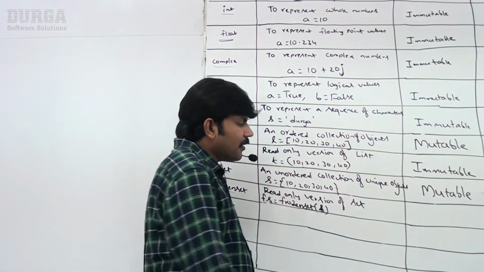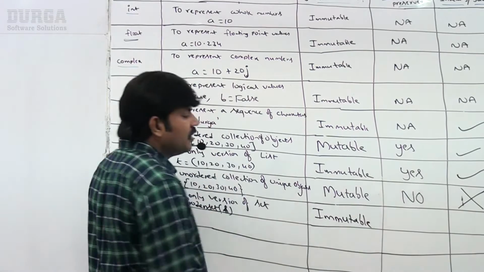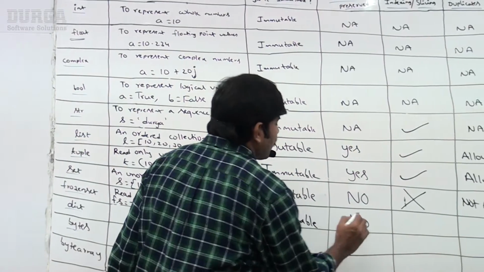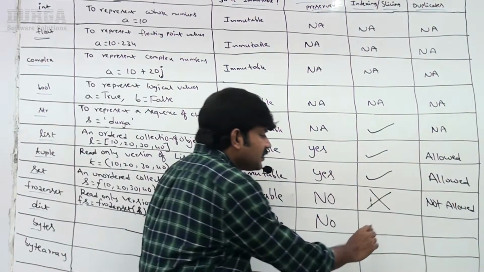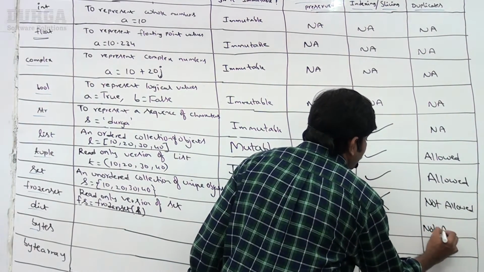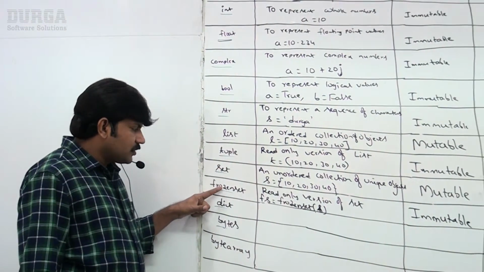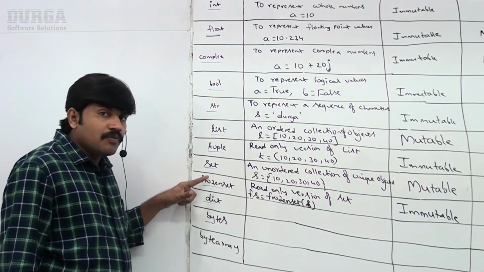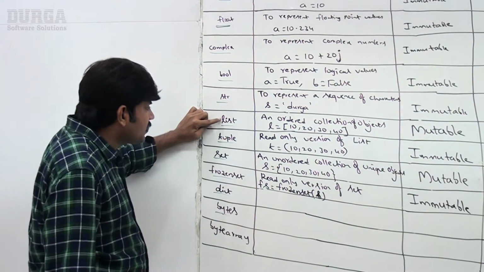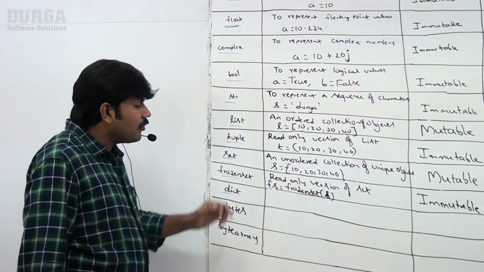Sir, is it immutable or mutable? Frozen set is always immutable. Will order be preserved or not? No such terminology, because it is internally a set, sir. Next, indexing is not applicable. Duplicates are not allowed in the frozen set, because internally it is the set only. Remember. So set and frozen set, what is the difference? Set is mutable, frozen set is immutable, except that all the remaining are the same. What is the difference between list and tuple? List is mutable, tuple is immutable. Remember that.